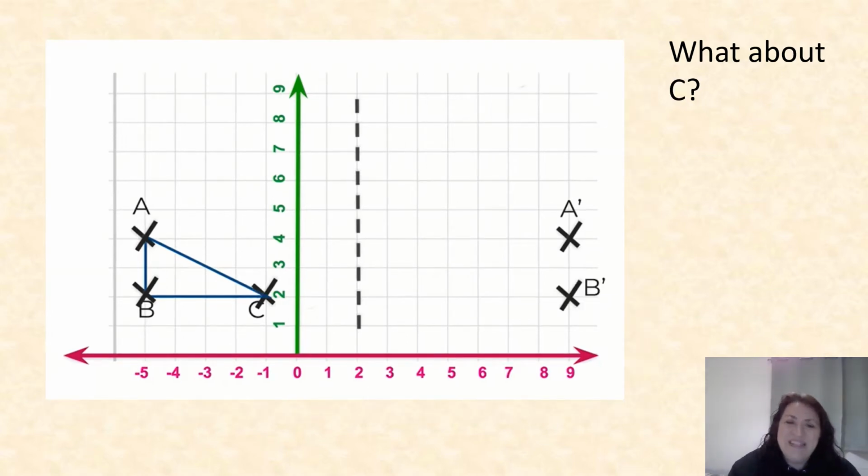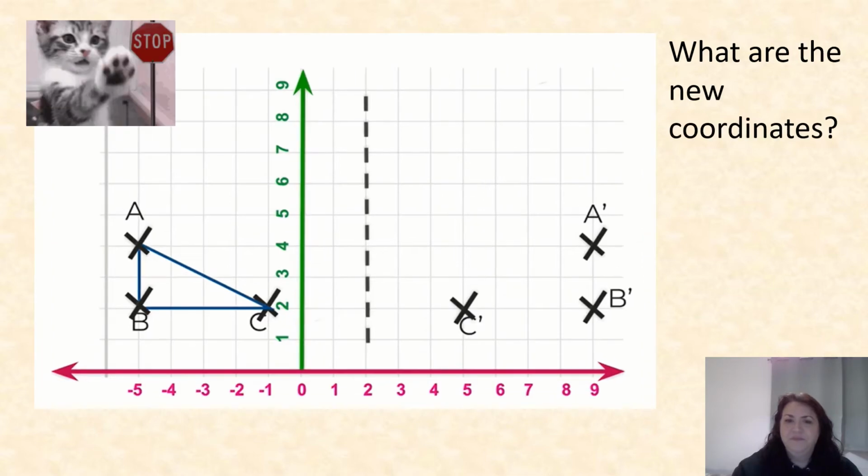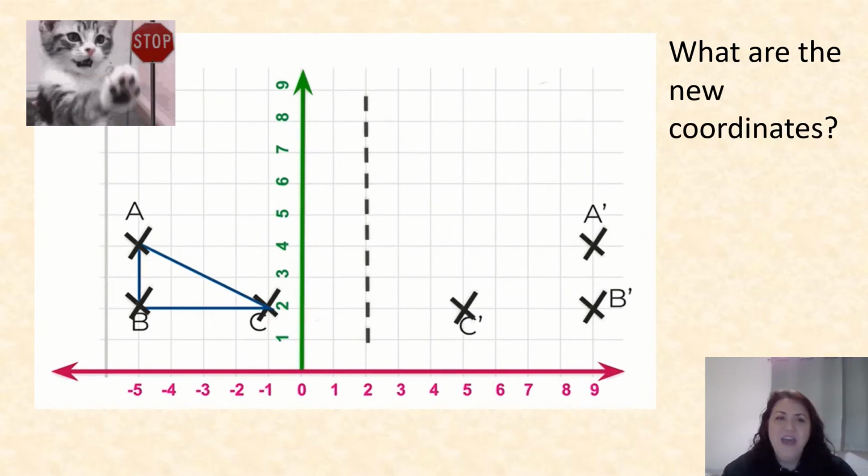What about C? What would C dash be? Don't get caught on that green line, that green y-axis. Go all the way up to the mirror line. Okay, C, 1, 2, 3. So C dash, I think would be there. There it is. Okay, pause the video and write down the new coordinates. It's all in the first quadrant, so they're all going to be positive.